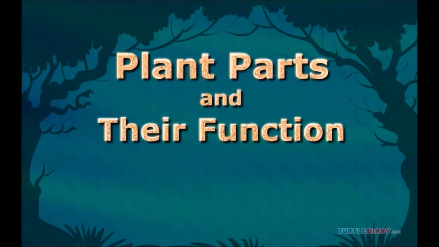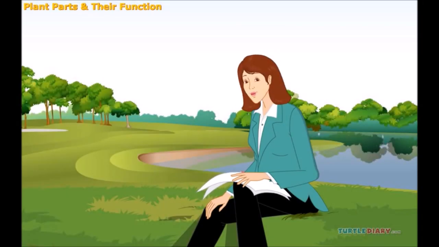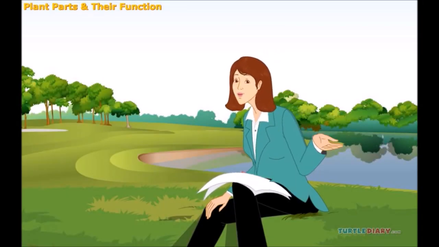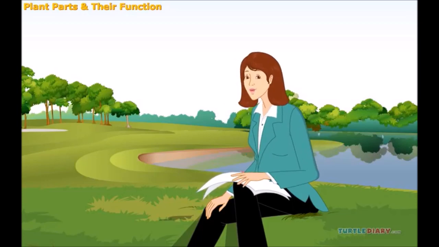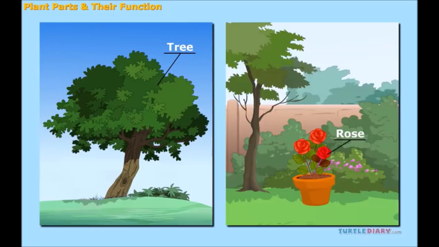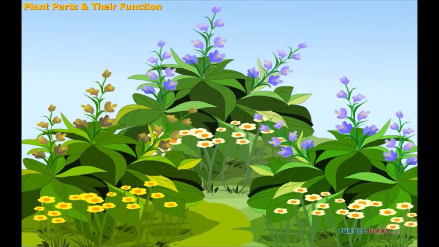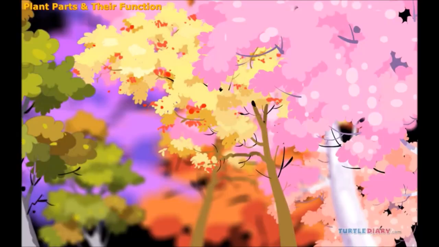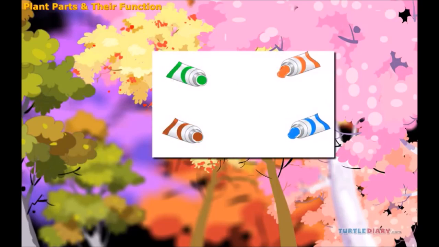Plant parts and their function. You might have plants at your home. Plants can be inside the house or outside, and they can be large, like a tree, or small, like a rose. Some plants are very pretty and have lots of color in their leaves and flowers. A plant that has red or purple can be used to make paint or dye.